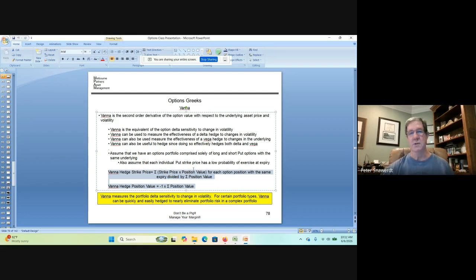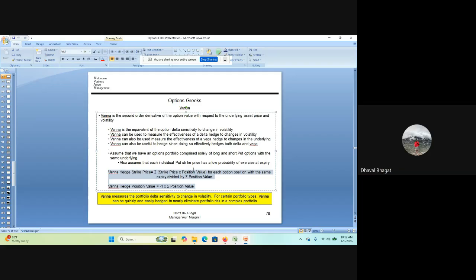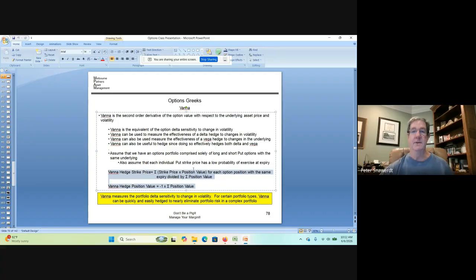So Vanna hedging is usually limited to puts. You could do it for calls, but realistically, if you're selling calls, you're really more worried about the delta of the position, not so much the implied volatility, because implied volatility is likely to be working in your favor. Whereas for puts, the change in the underlying and the change in implied volatility work against you. And that's what the Vanna hedge is for.